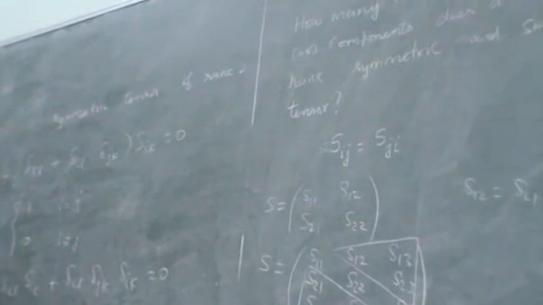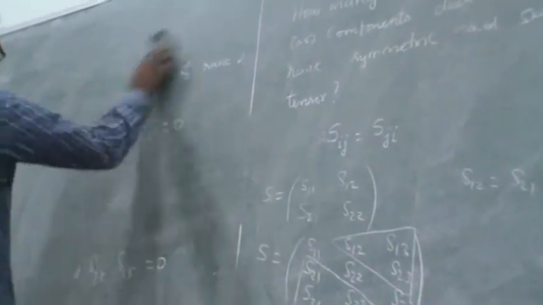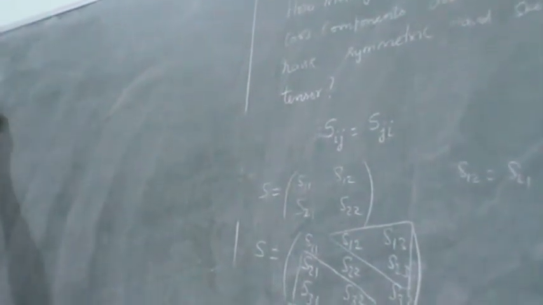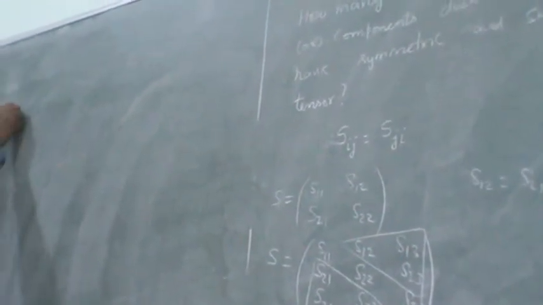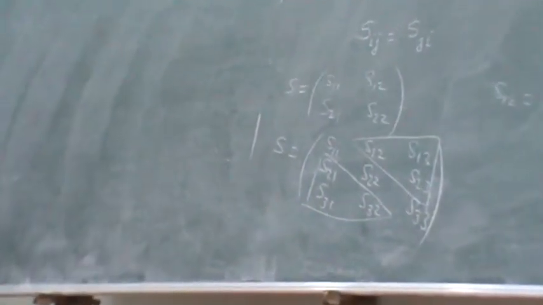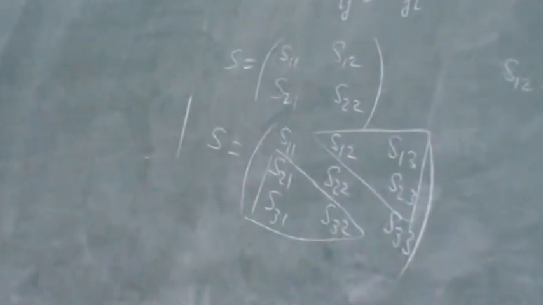Therefore, for an n by n matrix, suppose I have an n by n matrix, how many linearly independent components are there? That we have to compute. So for that, look at this. How many elements are there for an n by n matrix totally? N square elements. Correct? So we have n square elements.